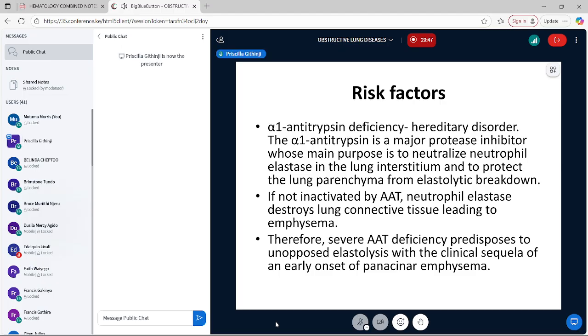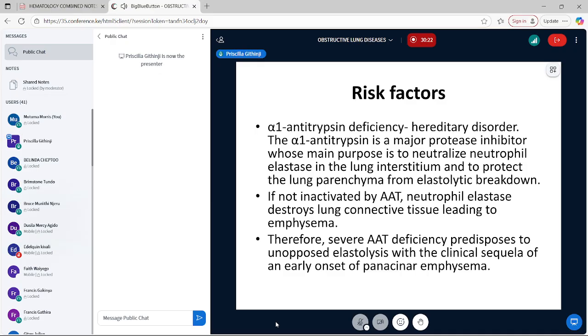So we have alpha 1 antitrypsin deficiency. Those who are at a high risk of developing emphysema are, for example, patients with alpha 1 antitrypsin deficiency, and this is a hereditary disorder. Alpha 1 antitrypsin is a major protease inhibitor whose main purpose is to neutralize neutrophil elastase in the lung interstitium and to protect the lung parenchyma from elastolytic breakdown.